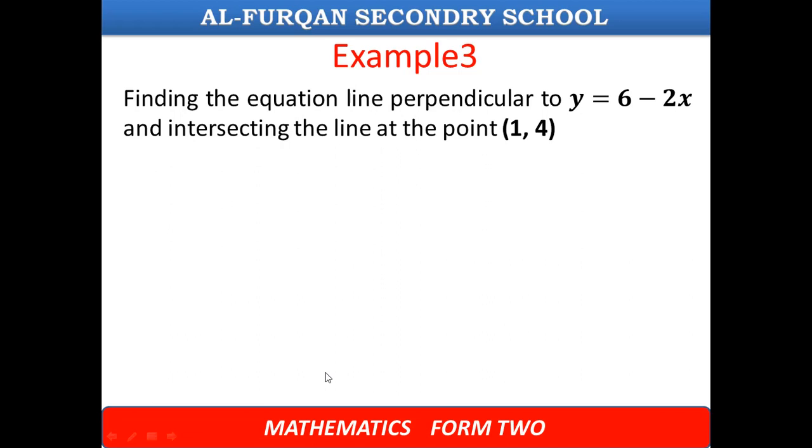Example three. Find the equation of the line perpendicular to y equals 6x minus 2x and intersecting the line at the point (1, 4).